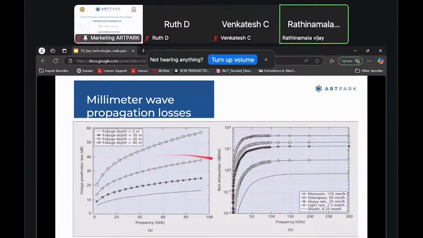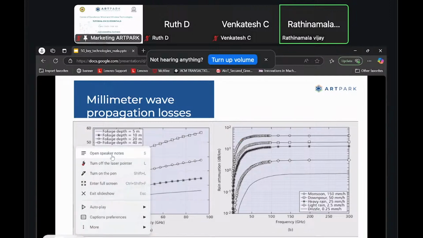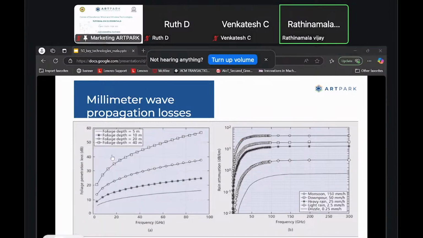Similarly, under rainy conditions like the monsoon season, with 150 millimeters per hour, again, if we take 77 gigahertz, it's around 60 dB loss. But when we move to the 28 gigahertz band, it reduces to around 30 to 40 dB losses, right? So this is why the 28 gigahertz band is much more favorable, with lesser attenuation and higher bandwidth availability.